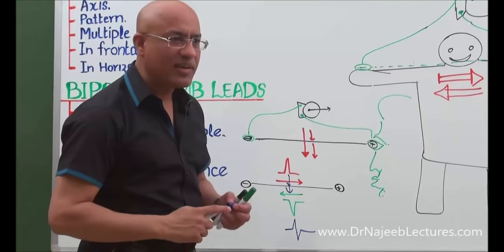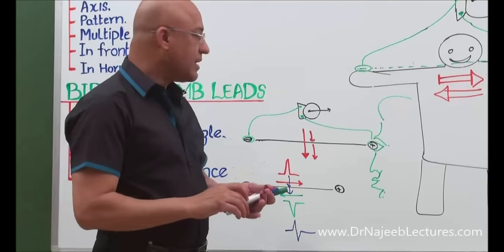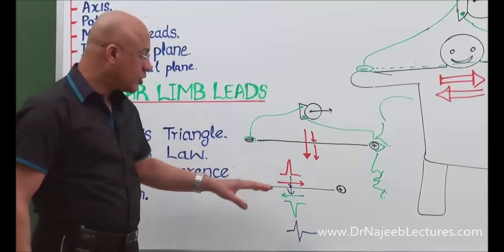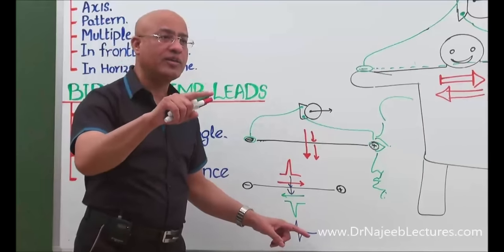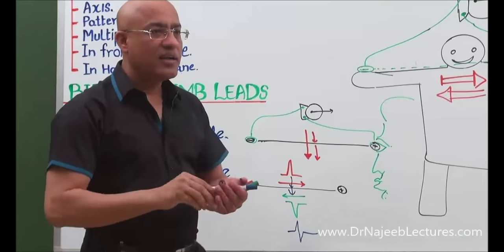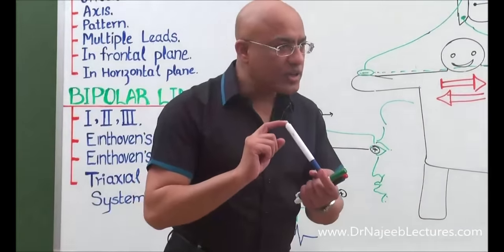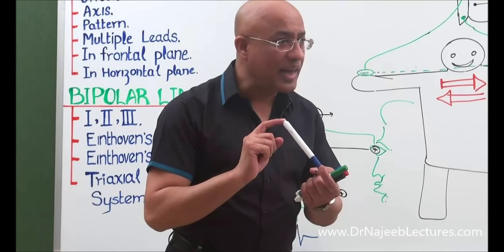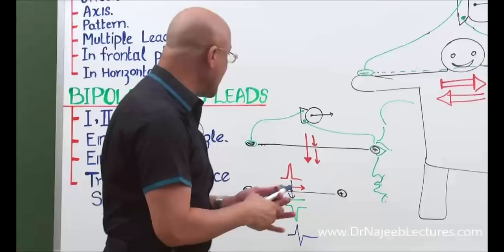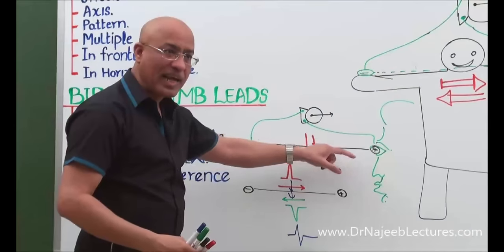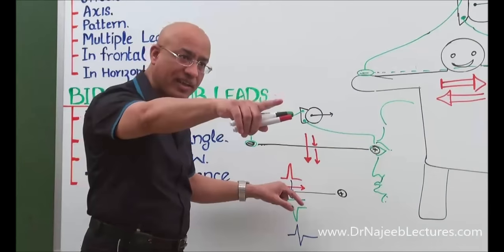So what did we learn? That it's very important to know the axis of a lead. And it is also very important to know the direction of the electrical vector of the heart. The axis of the lead is a different thing. The electrical vector in the heart is a different thing.